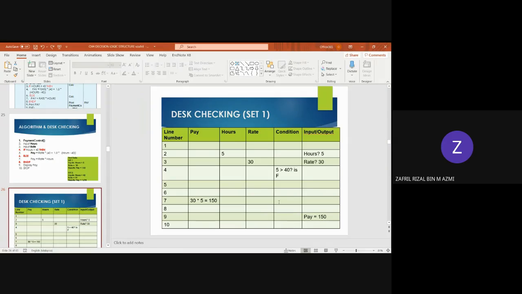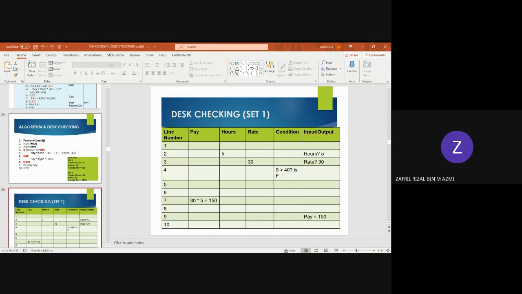specifically for condition. If you can see over here, condition. Alright. Meaning that in line 4, if there is a decision in line 4, as you can see over here, the decision should be explained in the desk checking table by using the real value.